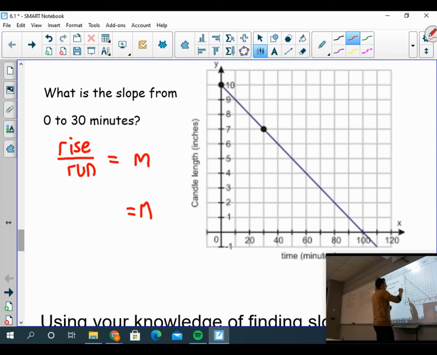Well, in this case, we are going up, so it seems counterintuitive. It's not really a rise, but we go down by 3. Okay, we go down by 3. Our rise is 3. And we notice we go over by 3 to get to our other dot.